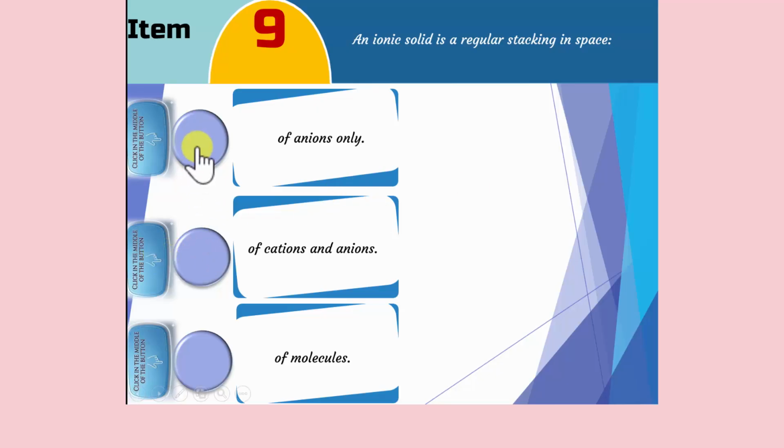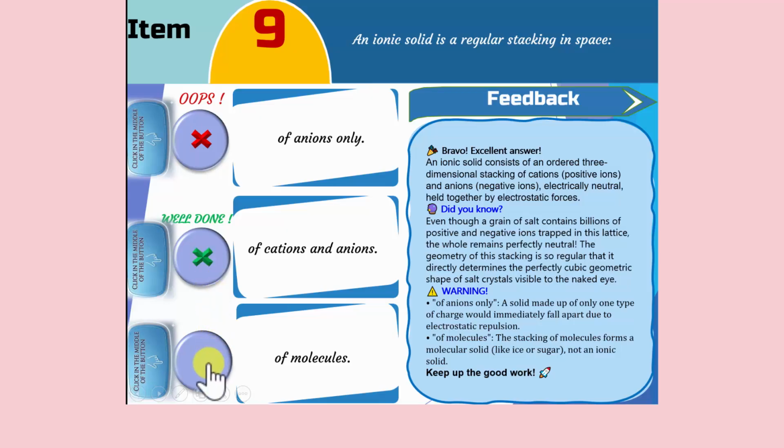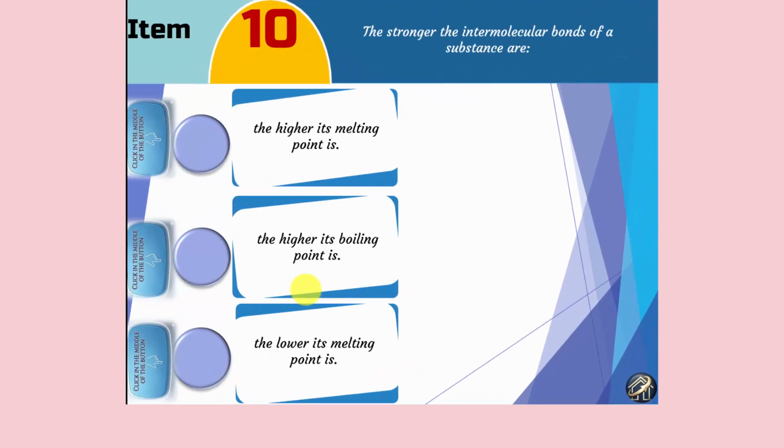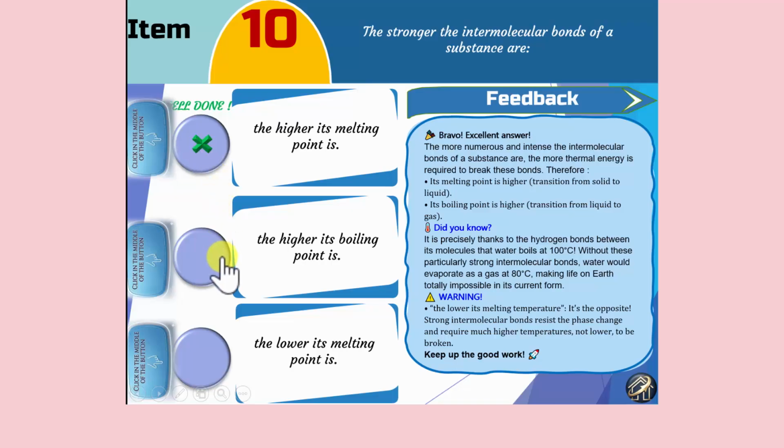is incorrect. The correct answer is a regular three-dimensional stacking of cations and anions. These oppositely charged ions are held together by electrostatic forces, while their balanced arrangement keeps the solid electrically neutral. That regular lattice is also what gives salt crystals their characteristic cubic shape. A solid made only of anions would be unstable because like charges repel, and when molecules form an ordered structure, as in ice or sugar, the result is a molecular solid, not an ionic one. Well done.